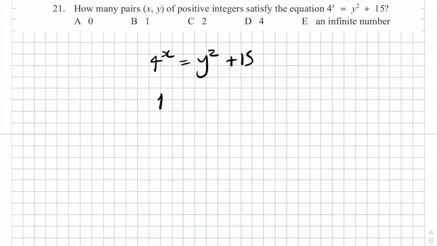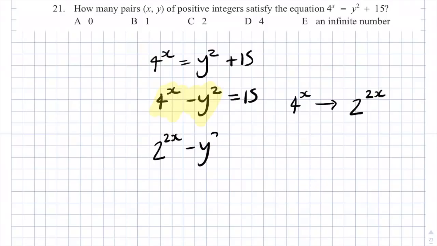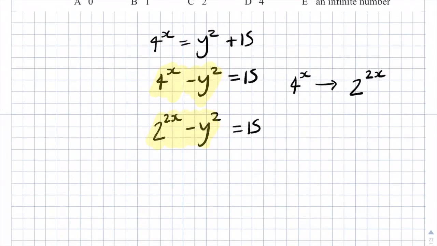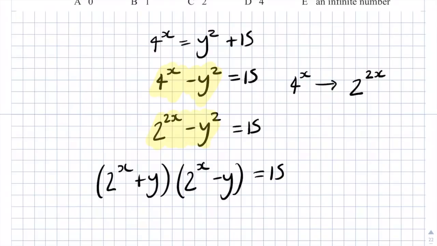If we rearrange this, we get 4 to the power of x minus y squared equals 15. We can rewrite 4 to the power of x as 2 to the power of 2x. So 2 to the power of 2x minus y squared equals 15. What you'll notice here is this is actually the difference of two squares. So we rewrite this as (2 to the power of x plus y) multiplied by (2 to the power of x minus y) equals 15.